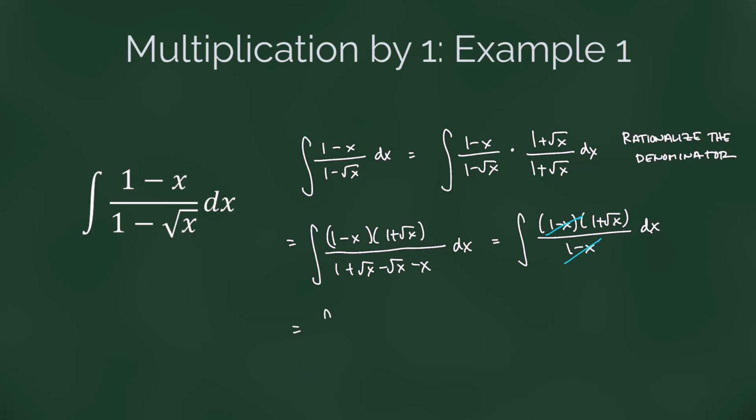Handily, the 1 minus x's cancel each other out. So now we've simplified this integrand to be 1 plus the square root of x dx, which we know how to anti-differentiate. I'm going to rewrite square root of x as x to the 1/2 so we can apply our power rule easily. And we see that our antiderivative here is going to be x plus 2/3 of x to the 3/2 plus some constant c.